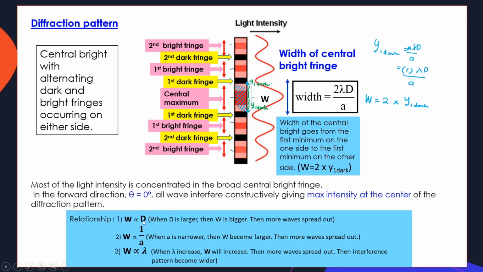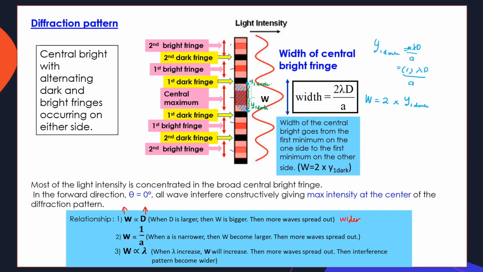Okay, so now look at the relationship between the width of the central bright fringe W and D. D is the distance from the screen to the single slit. Okay, since they are directly proportional, that means when D is larger, W will become bigger, meaning more waves will be spread out. Okay, so the pattern will become wider.